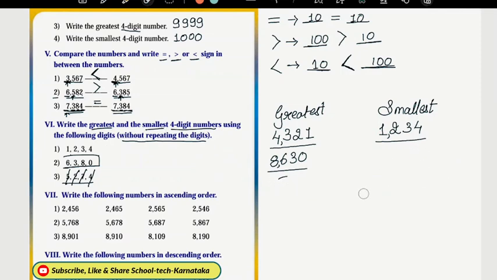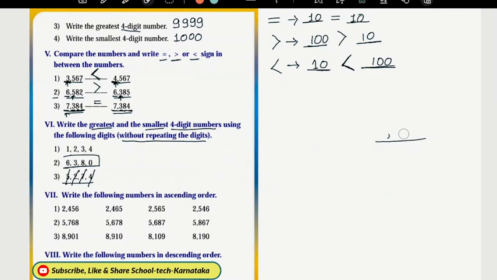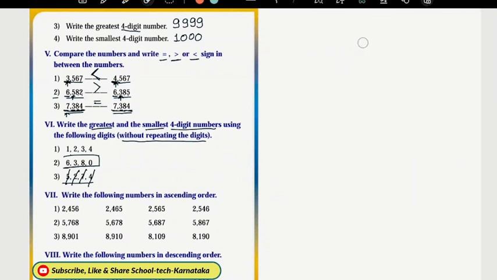Okay, now we'll move on to our next exercise, which is write the following numbers in ascending order. What is exactly an ascending order? Ascending order is writing the smallest number first and then the largest at the last. So it goes from the smallest number to the largest number.